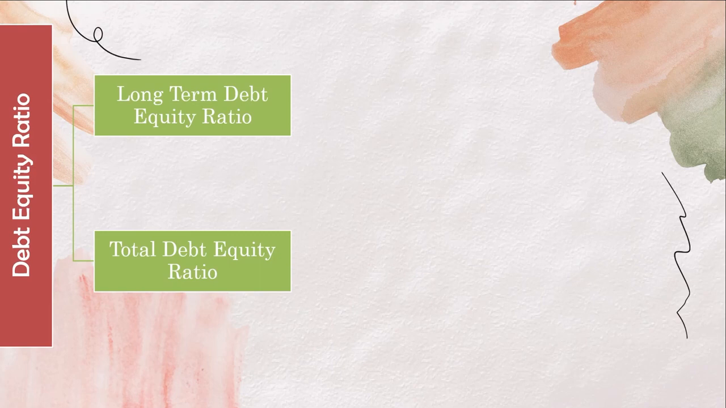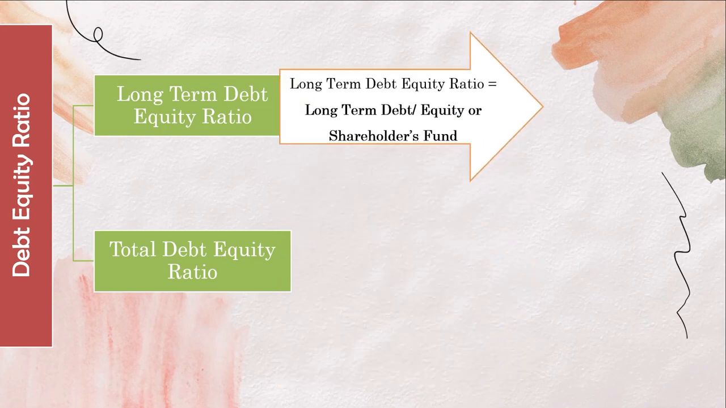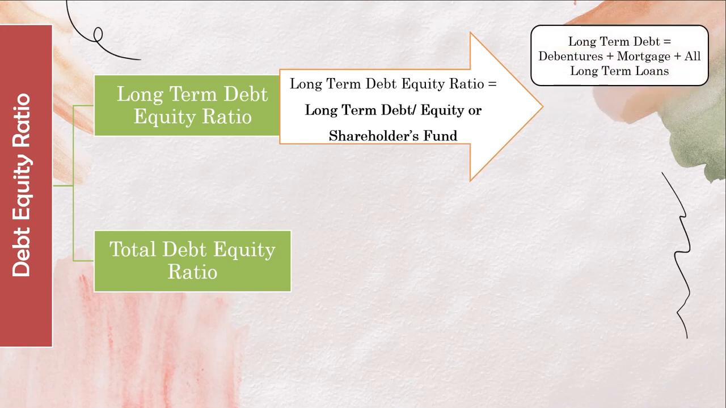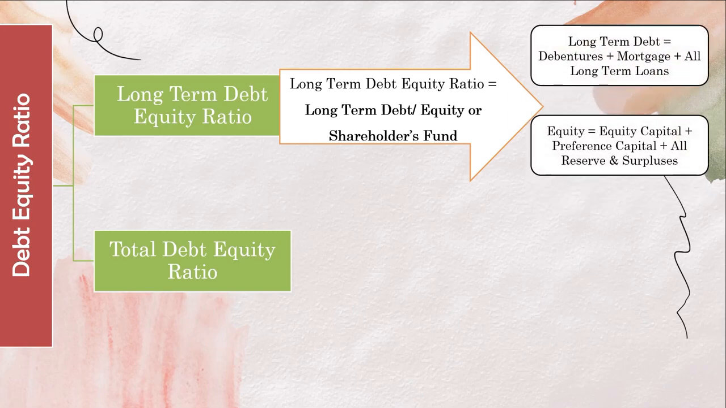The long term debt equity ratio is calculated by using this formula: long term debt divided by equity or shareholders fund. From this formula, we can see that there are two components, long-term debt and shareholders fund or equity. The long-term debts include debentures, mortgages, and all long-term loans. This is the formula for the long-term debt equity ratio.